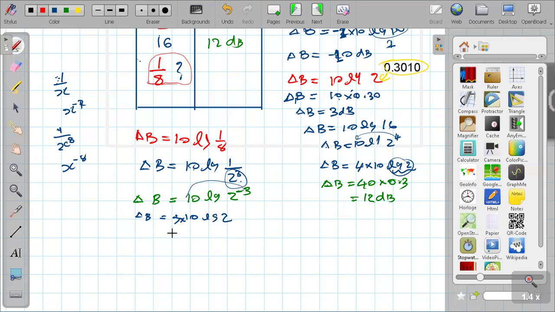Okay. What is LG2? I told you this number is 0.3.